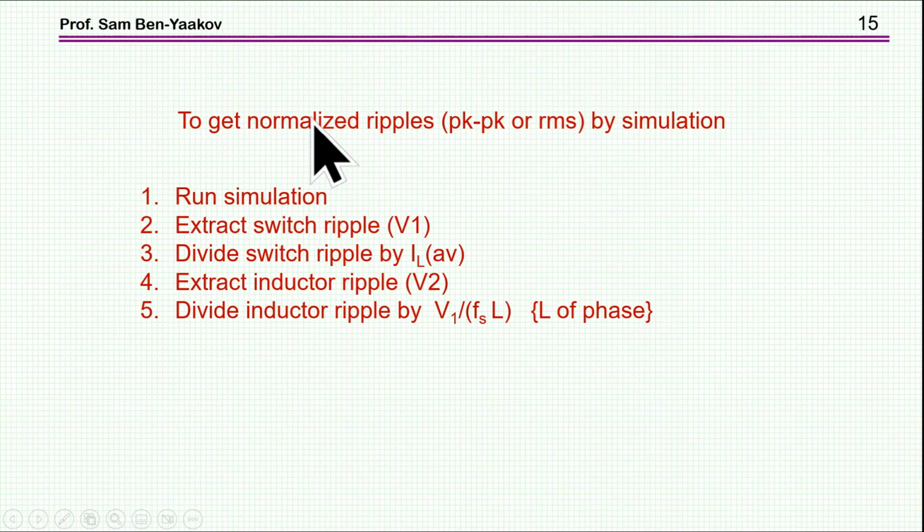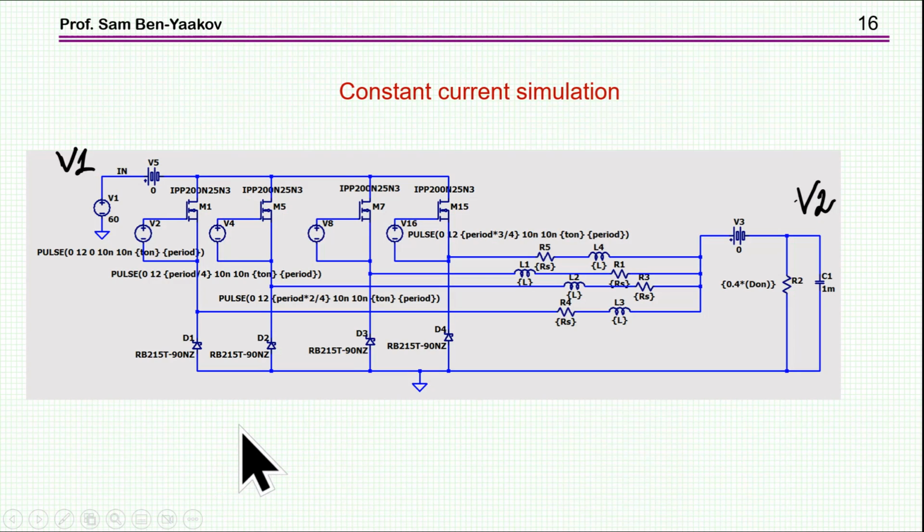So to get a normalized ripple, you have to do the following. You have first to run the simulation, and then for the V1 side extract the ripple, and then divide this ripple by the average current. So this will give you the ripple in a dimensionless form. And then for the V2 side, you again extract the ripple and then divide it by this normalizing factor, and again you'll get a normalized curve or information. So let's see now how we carry out this simulation and normalization.